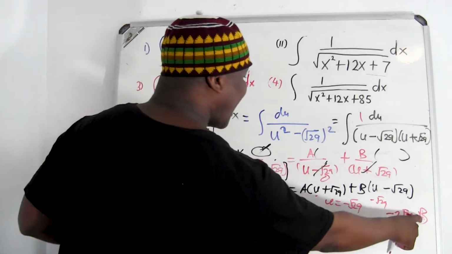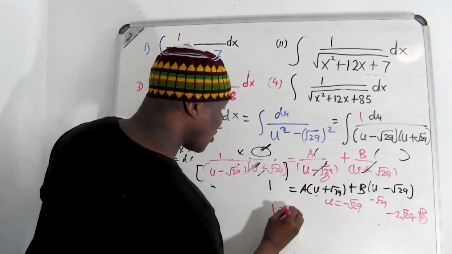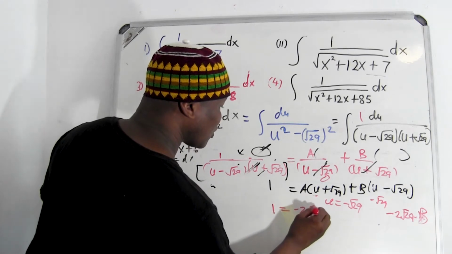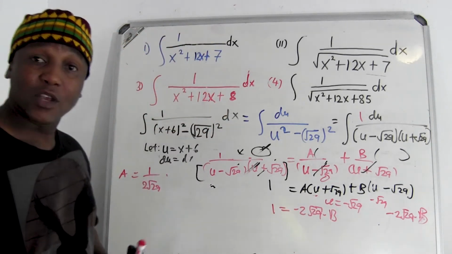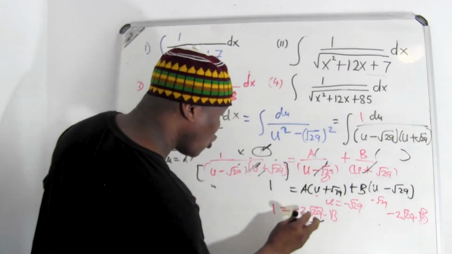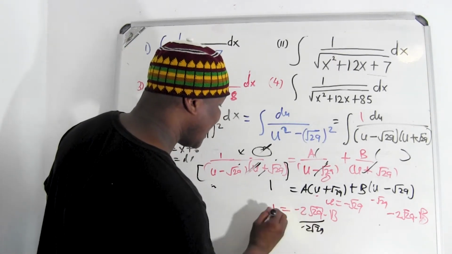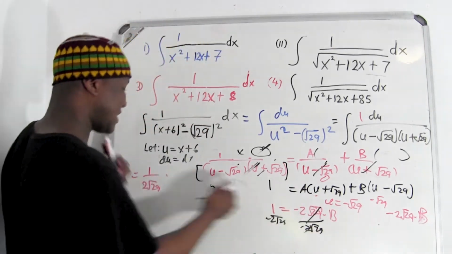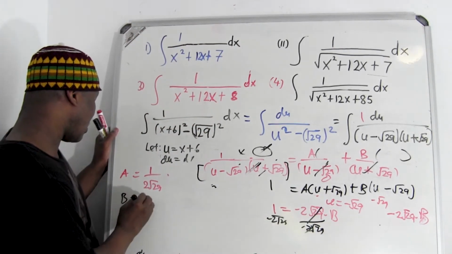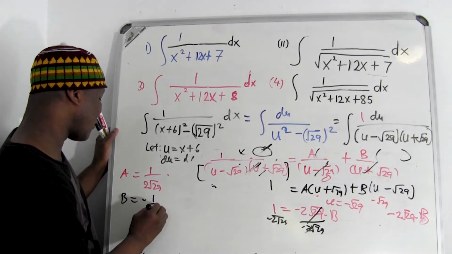So then how am I going to get b? I'm going to divide. It's like saying 1 equals negative 2 square root of 29 times b. I hope you understand, right? If you don't, please let me know. So what we're going to do now is divide by negative 2 square root of 29. This and this cancel. So b equals the same thing but with the negative. So b equals negative 1 over 2 square root of 29.